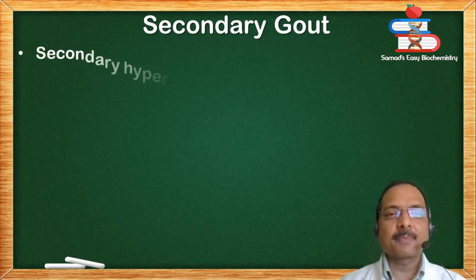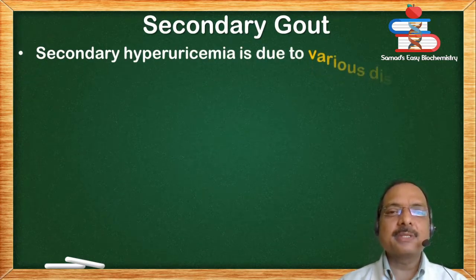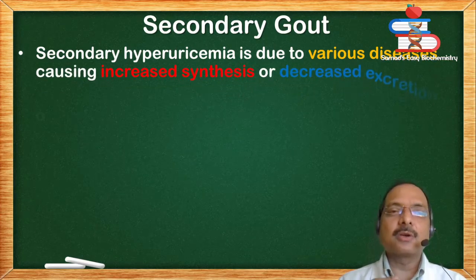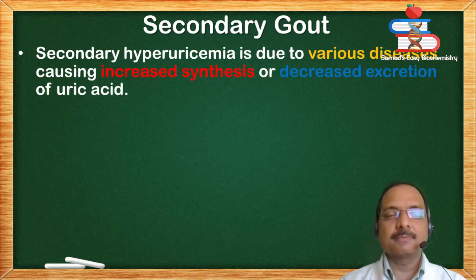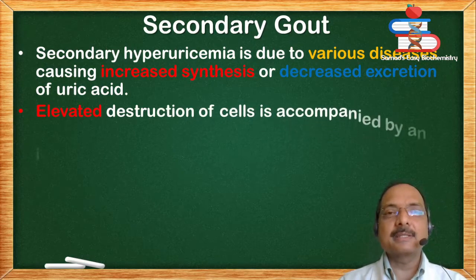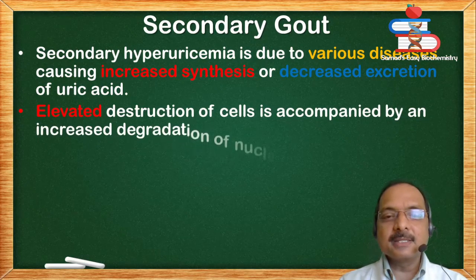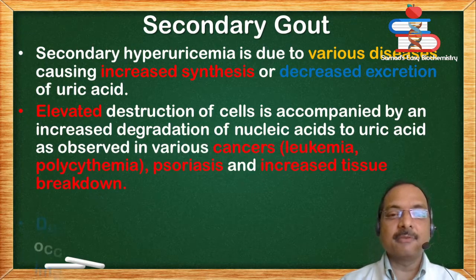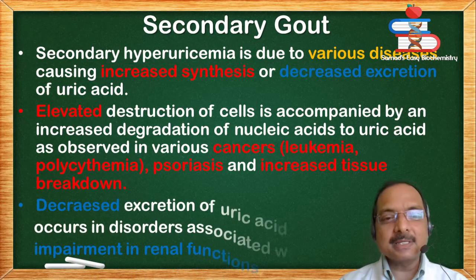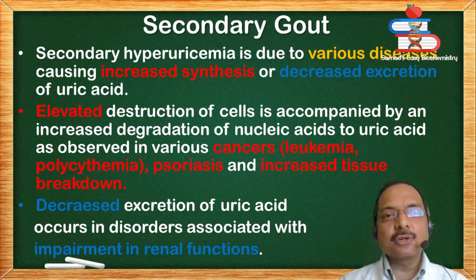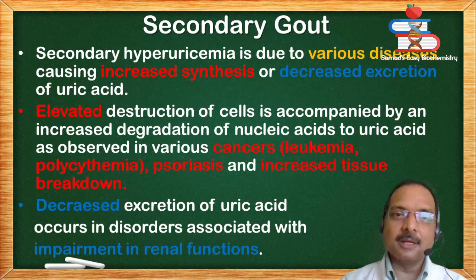Secondary gout. Secondary hyperuricemia is due to various diseases causing increased synthesis or decreased excretion of uric acid. Elevated destruction of cells is accompanied by an increased degradation of nucleic acids to uric acid, as observed in various cancers like leukemia, polycythemia, psoriasis, and increased tissue breakdown. Decreased excretion of uric acid occurs in disorders associated with impairment in renal function.